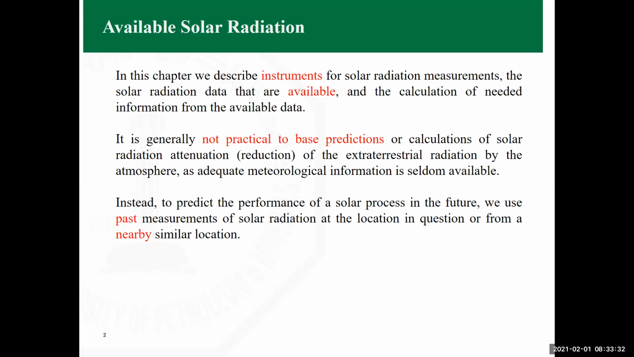So for prediction of the solar radiation that's supposed to be in the future, we use the past measurements. We should have a history of measurements that would be enough for us to predict what is going to be the solar radiation in the future based on the previous data for whatever seasons that we have and location.